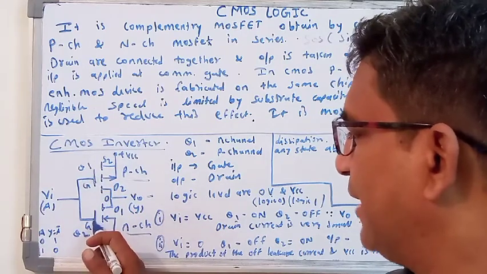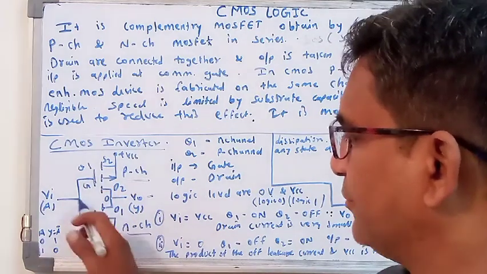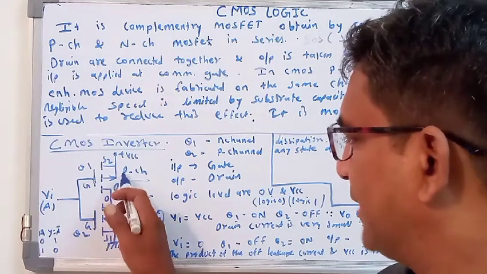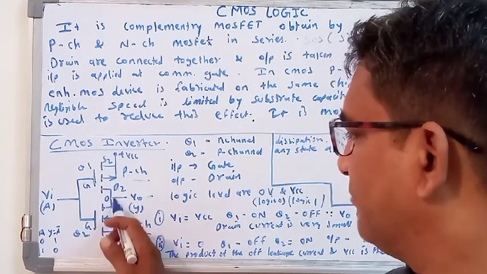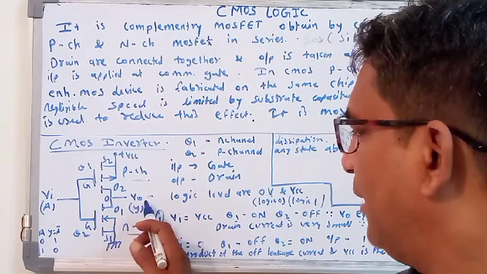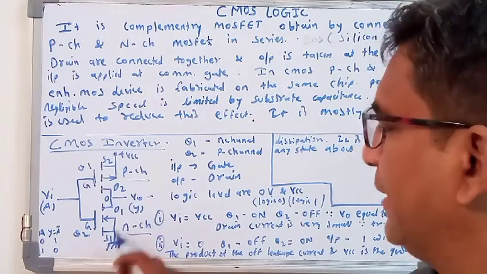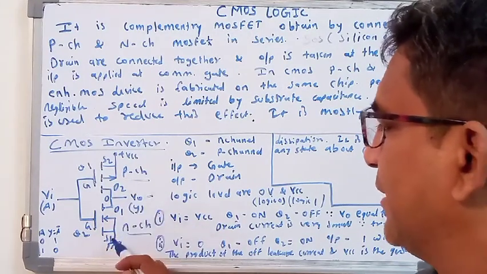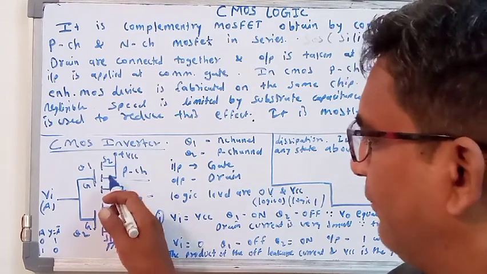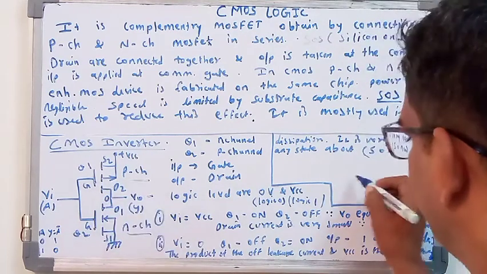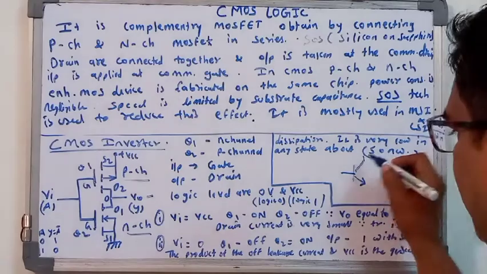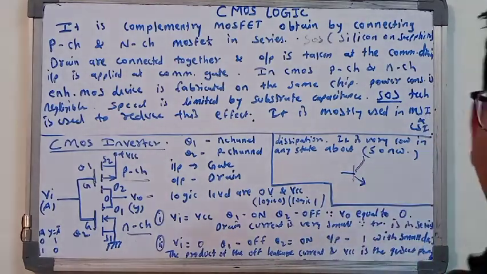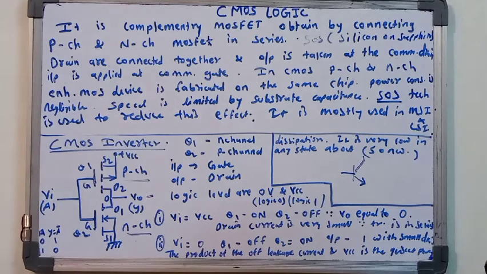The gates of both the P channel and the N channel are connected so that they take the input. The P channel drain and the N channel drain are connected together in such a way that they produce the output. So this is the circuit implementation, and it is very important for you to understand this circuit. Before this, we used transistors with three terminals: collector, base and emitter, and by using these we can also draw the circuit.